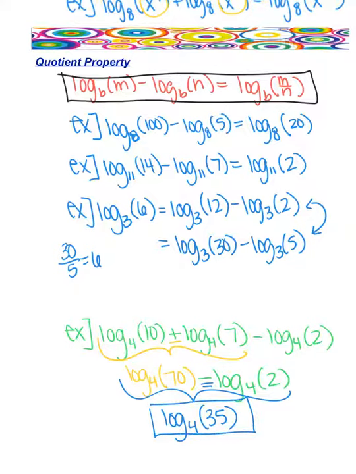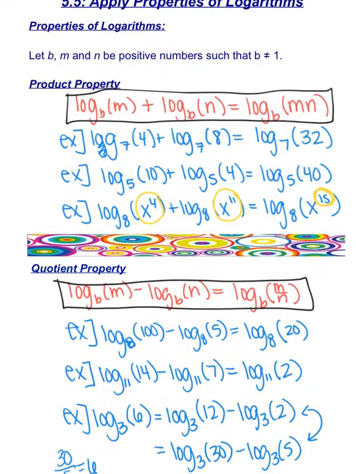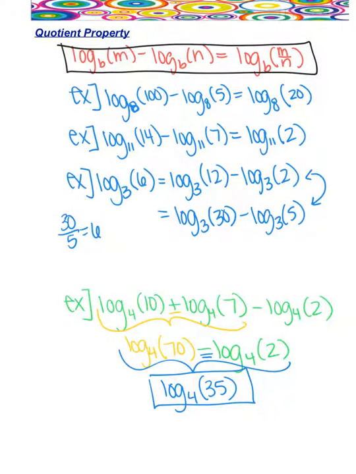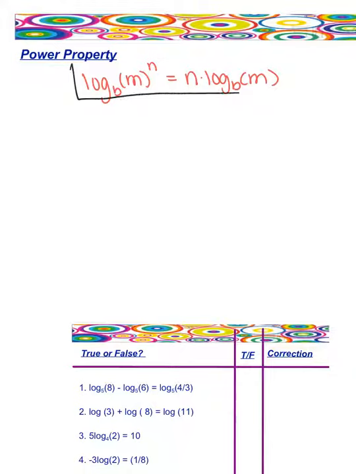So there are my two properties that I have of logarithms. I've got the product property, and I've got the quotient property, and some examples. I've got one more, and it is called the power property. The power property says if I have log base b of m raised to the n, that is equal to n times log base b of m. This is the powerful logarithm property.